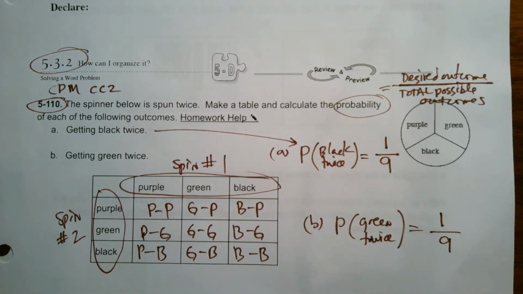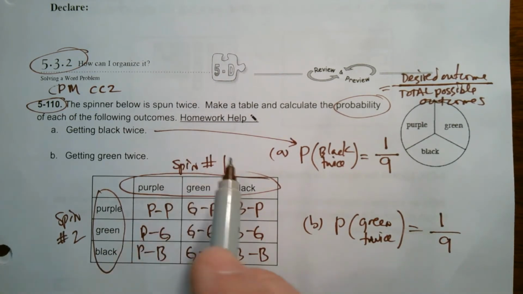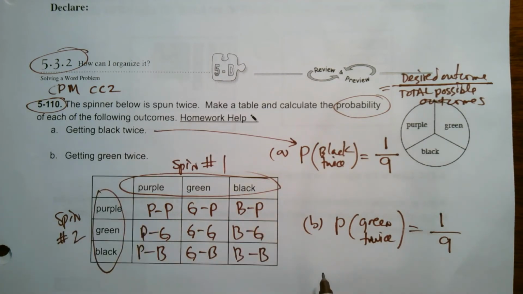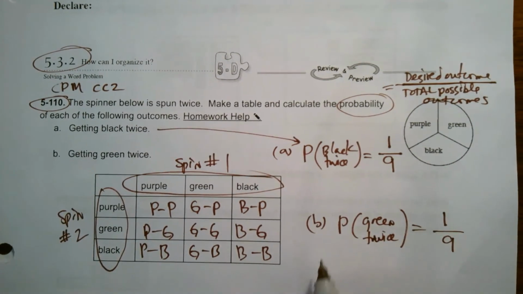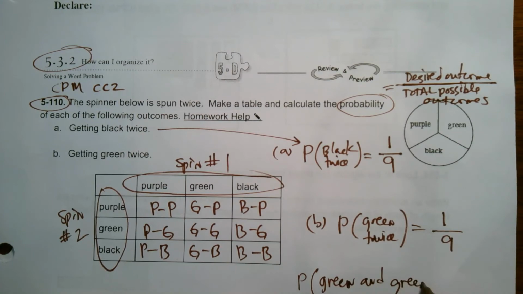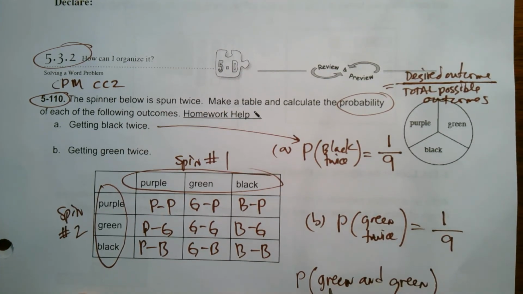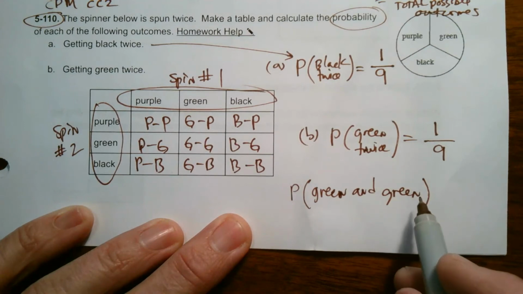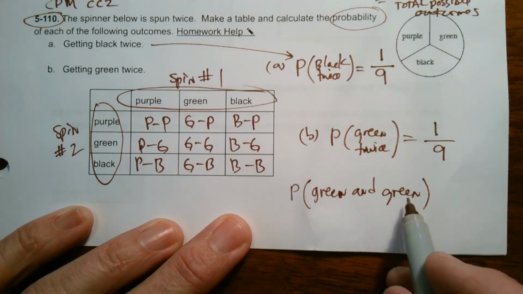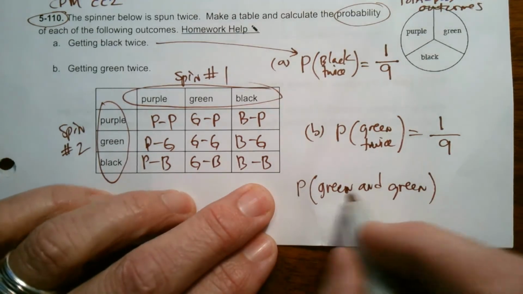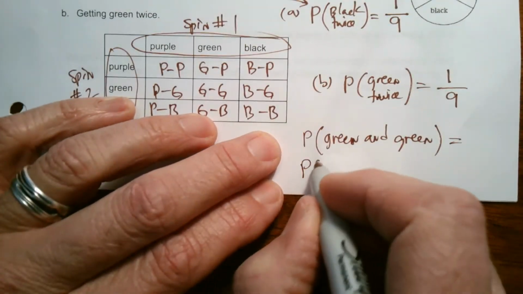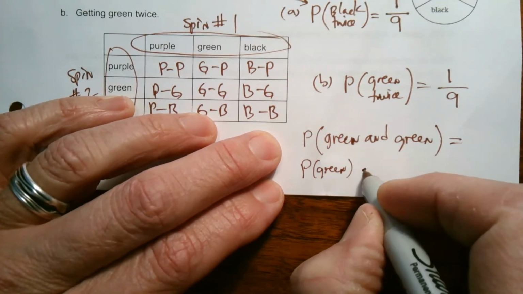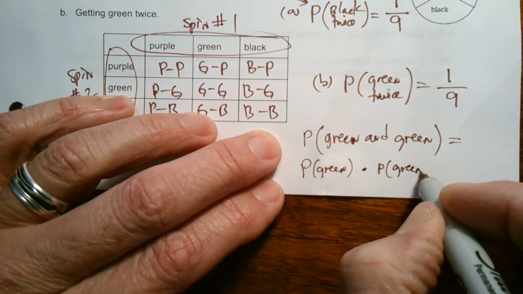If you were going to build a table, I also want to make sure you understand how to deal with the probability of two events. In this case, I'm going to talk about green, green. If I said I want the probability of getting green and green, that means green twice. The probability of one event and another event. So green on the first and green on the second. You find the probability of green and multiply it by the probability of green, each of the separate ones.